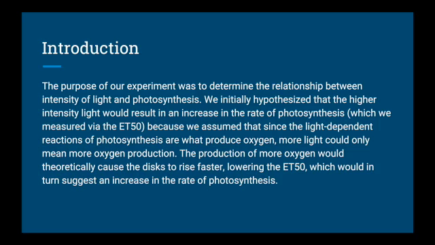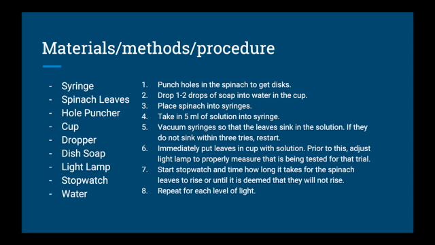The purpose of our experiment was to determine the relationship between intensity of light and photosynthesis. We initially hypothesized that the higher intensity of light would result in an increase in the rate of photosynthesis, which we measured by the ET50, because we assumed that since the light-dependent reactions of photosynthesis are what produce oxygen, more light could only mean more oxygen production. The production of more oxygen would theoretically cause the disk to rise faster, lowering the ET50, which would in turn suggest an increase in the rate of photosynthesis.